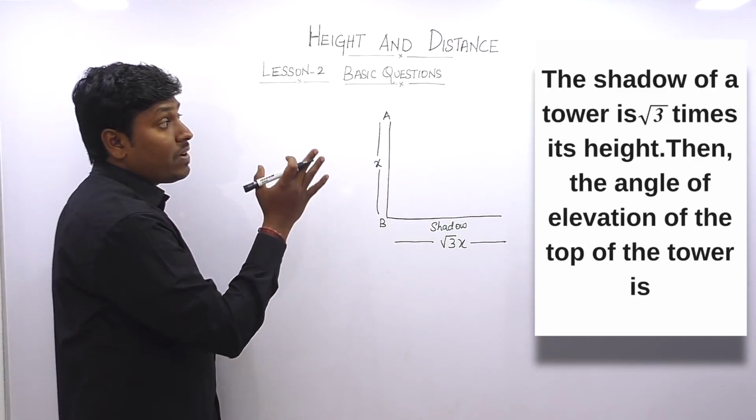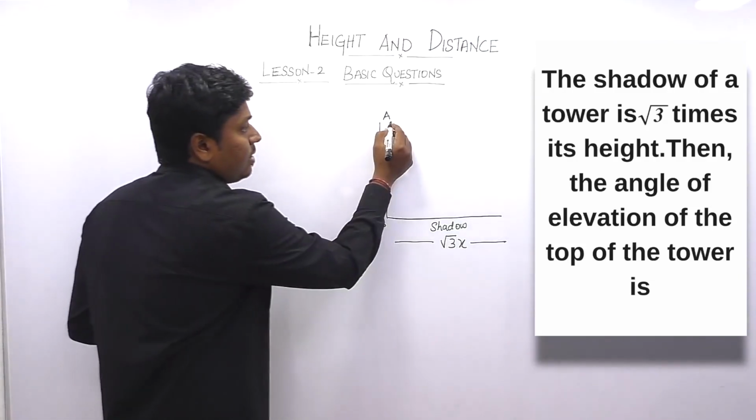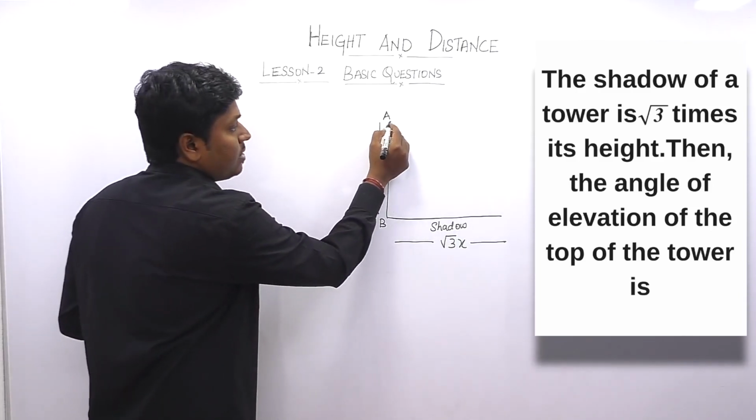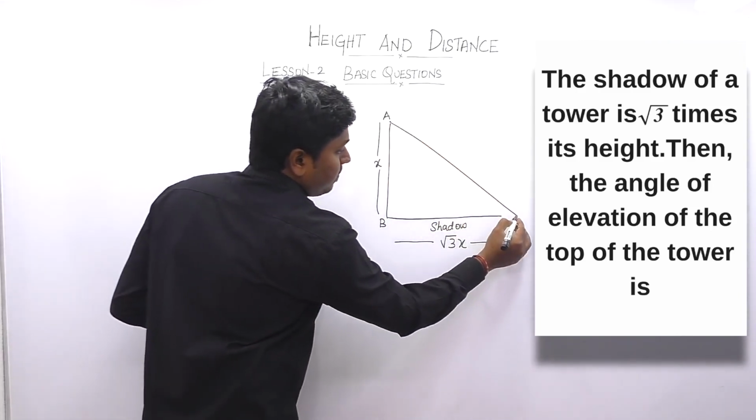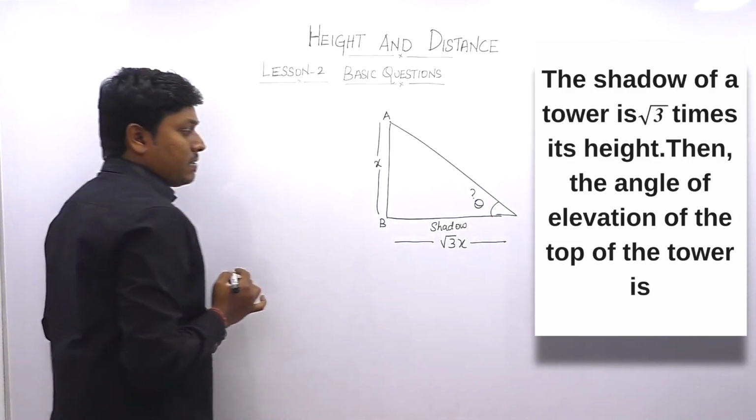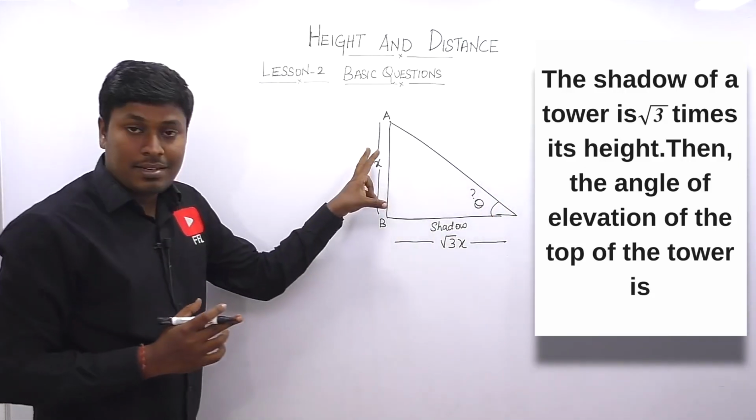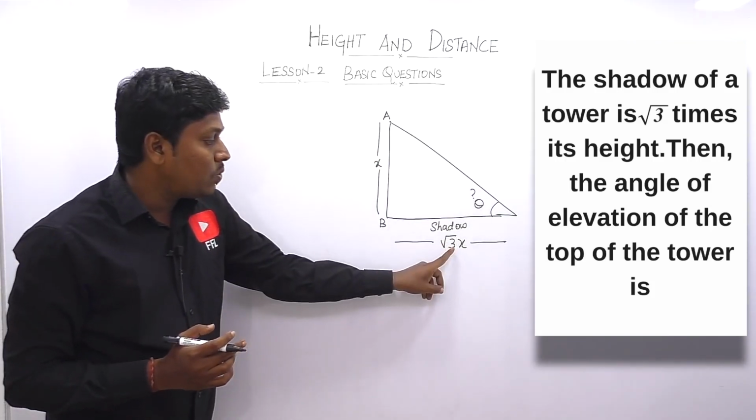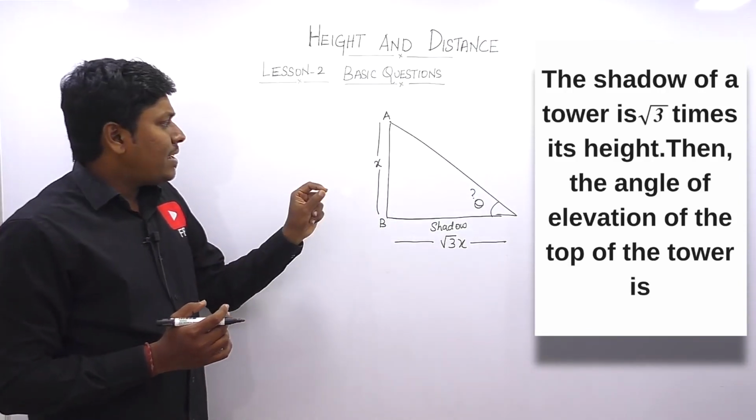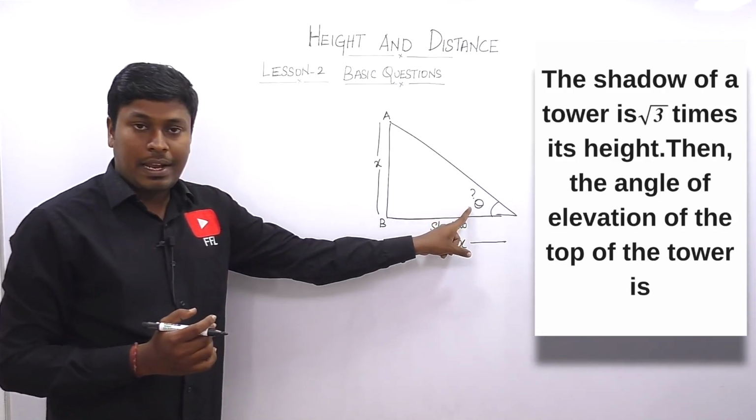So our target is to find the angle of elevation of the top of the tower. So this is our target, right? So friends, interesting question. There is a tower and the tower's shadow is root 3 times the height, so root 3 into x. So in this case, our target is to find theta, the angle of elevation.